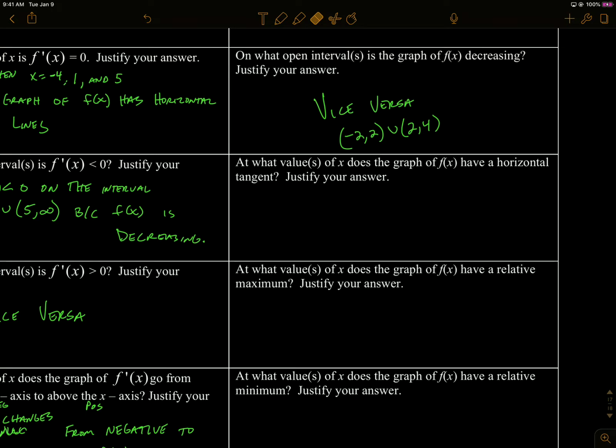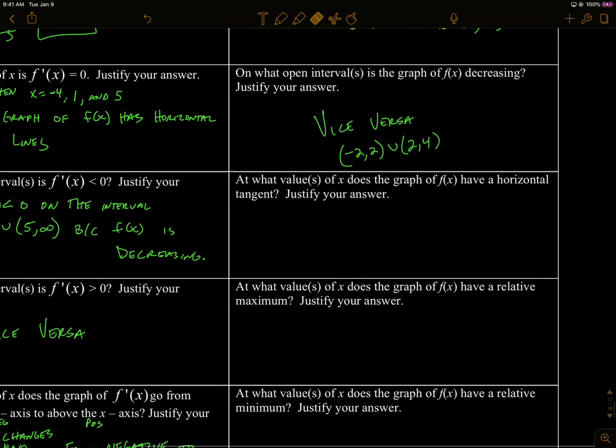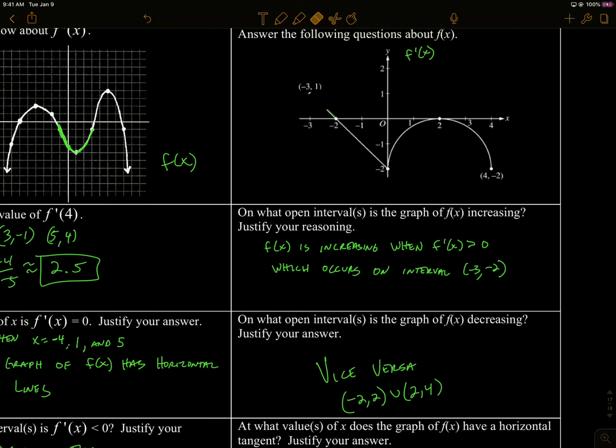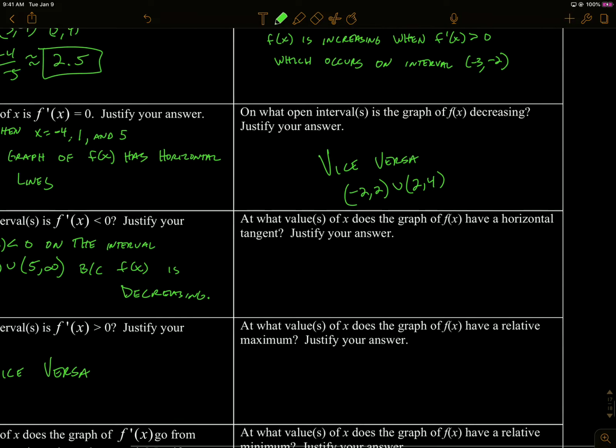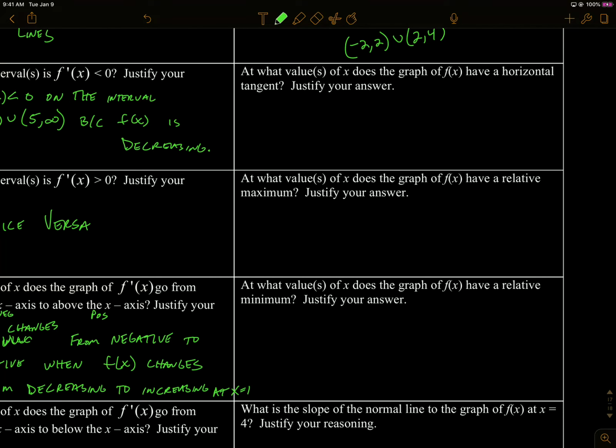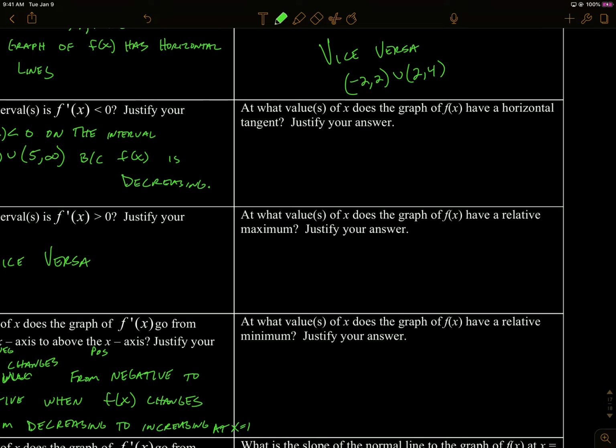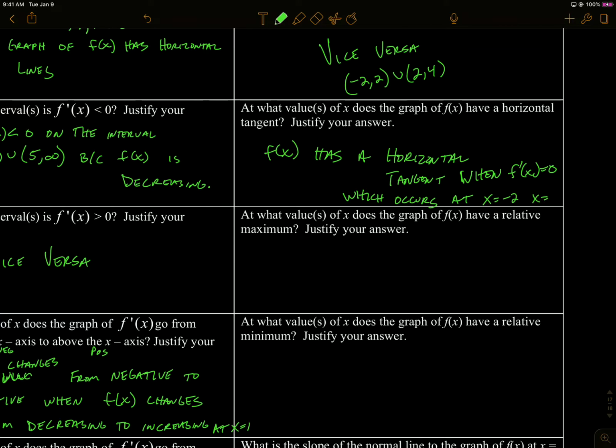At what values of x does the graph of f have a horizontal tangent line? Justify your answer. Anywhere the derivative is 0, that means the tangent line must have gotten horizontal. So that happens twice. f of x has a horizontal tangent when f prime of x equals 0, which occurs at x equals -2 and x equals 2.